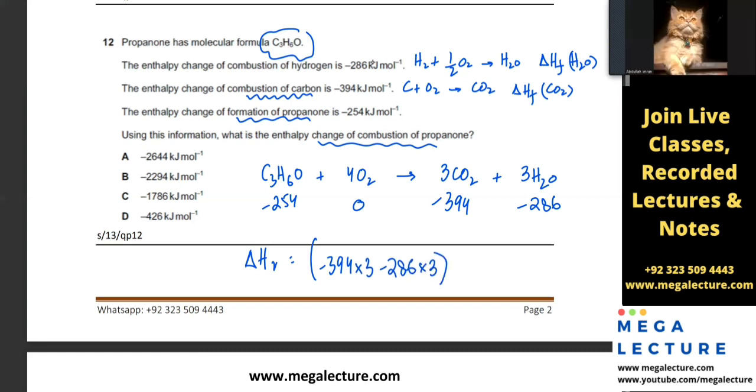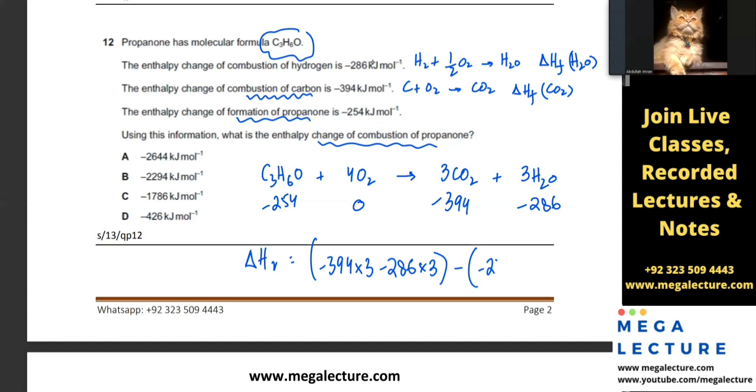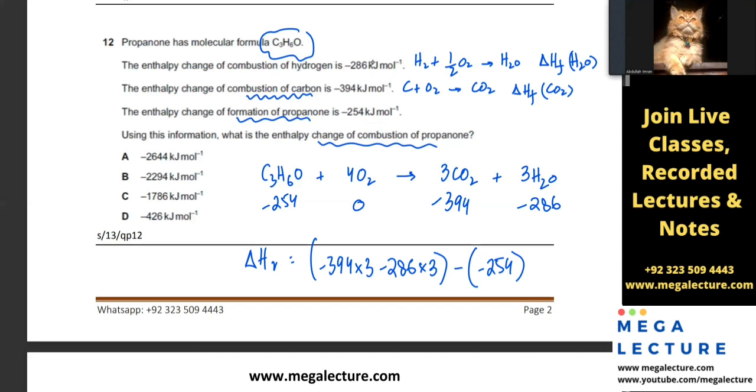And minus your reactants. Product minus reactants, that's minus 254. So this one is option C.